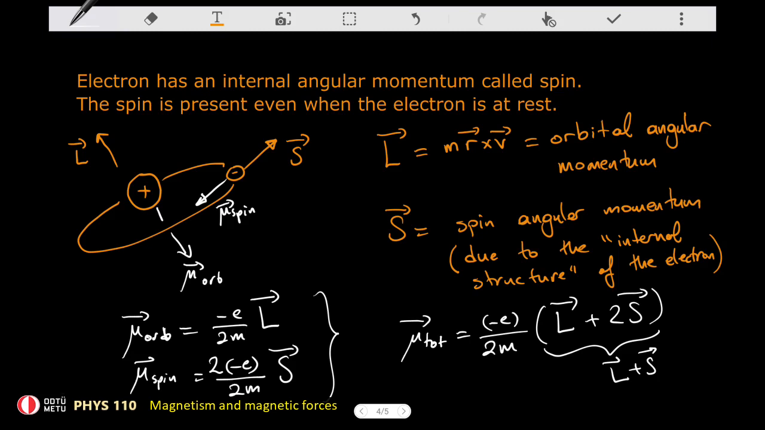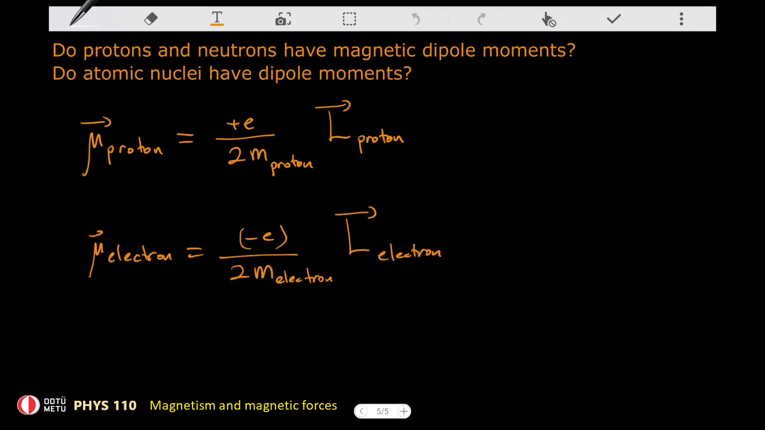But in any case, the rule is that when the total angular momentum of the electrons is non-zero, in general the total magnetic dipole moment is also non-zero. So these kinds of atoms are always magnetic. Just keep that in mind.